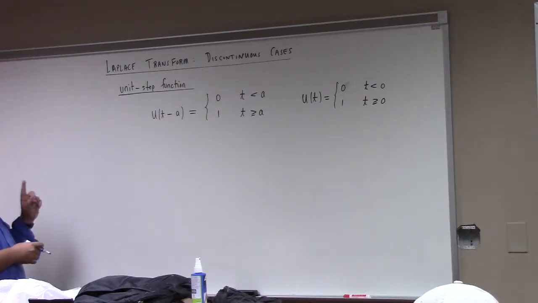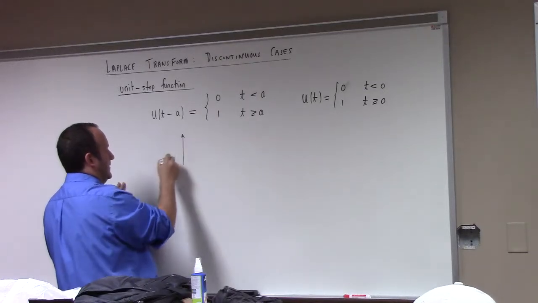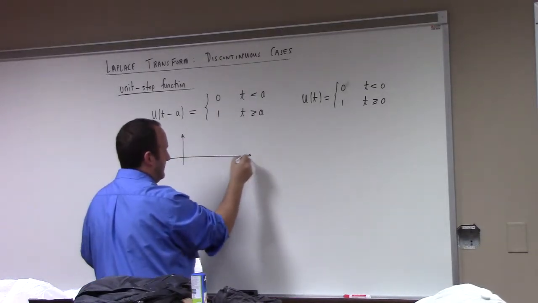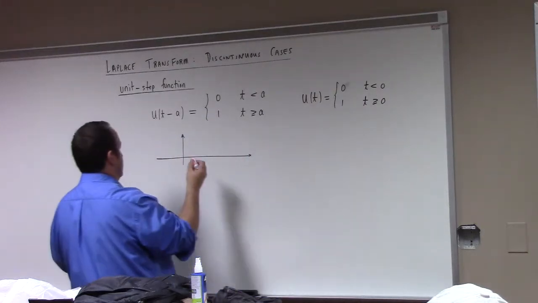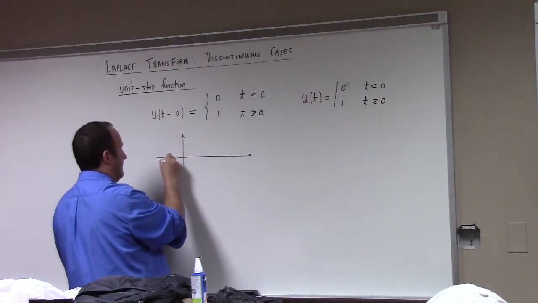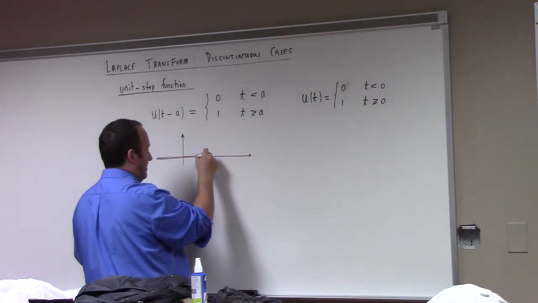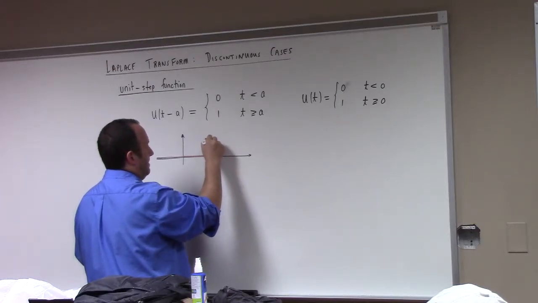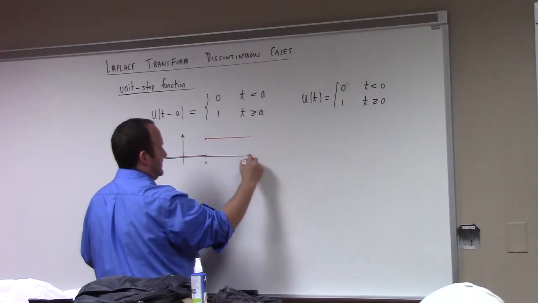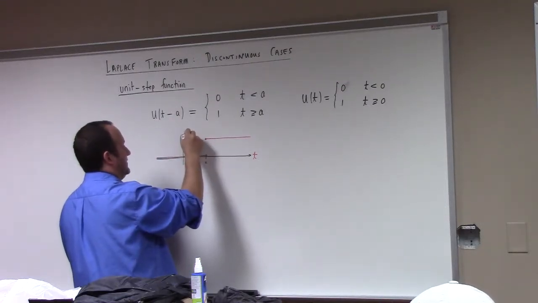Okay, so let's look at a graph of this for just a second. The graph is kind of boring, right? It's 0 until you get to a, and then it jumps up to 1, right? And there you go. This is time, of course. And we're looking at the graph of u(t minus a).